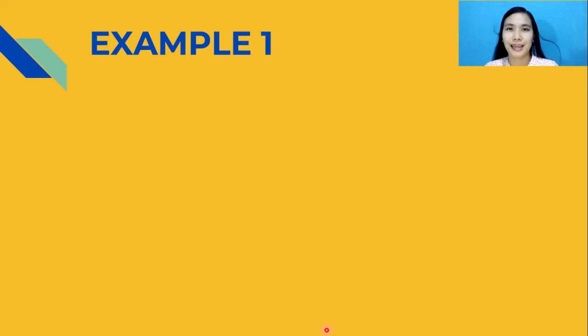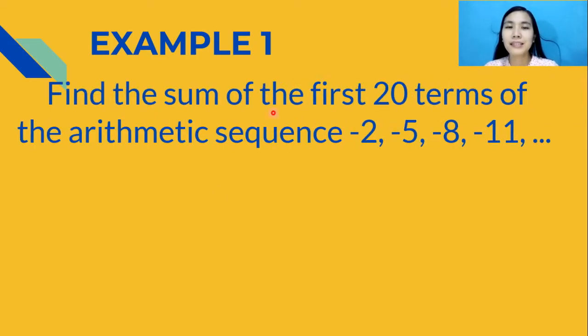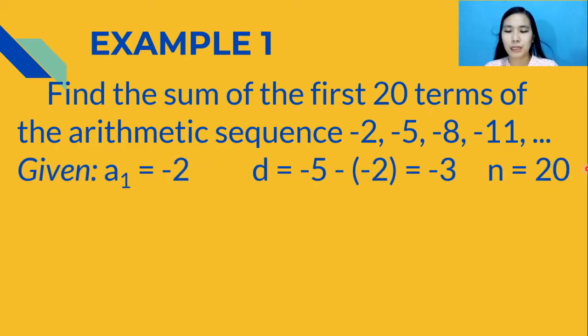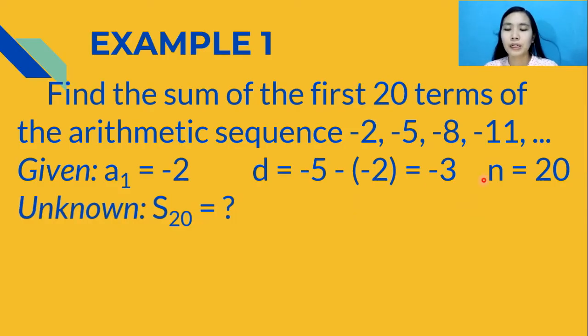Let us have examples. Example number 1. Find the sum of the first 20 terms of the arithmetic sequence negative 2, negative 5, negative 8, negative 11, and so on. The given will be the first term, or a sub 1, which is negative 2. Our d is negative 5 minus negative 2, which becomes negative 5 plus 2, or negative 3. And our n is 20 because we are looking for the sum of the first 20 terms. What is unknown here is the sum of the 20 terms. So we have S sub 20.